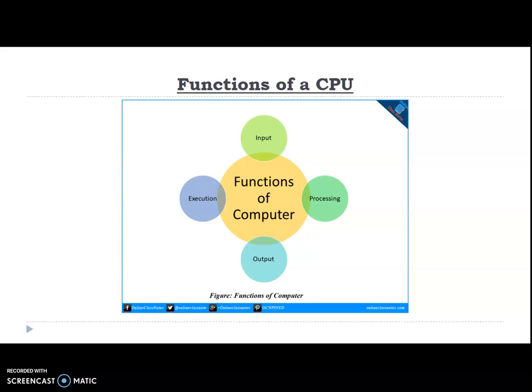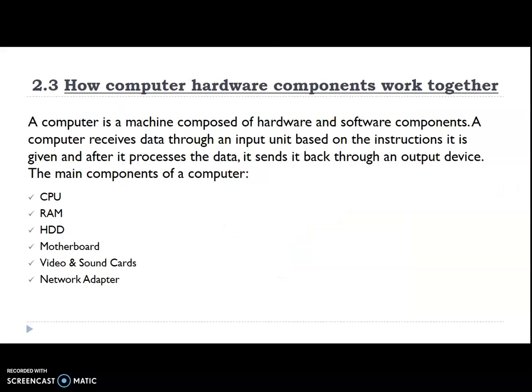So here is basically a diagram of functions of a CPU. Let's move on to number 2.3. Here to explain how computer hardware components work together. A computer is a machine composed of hardware and software components.